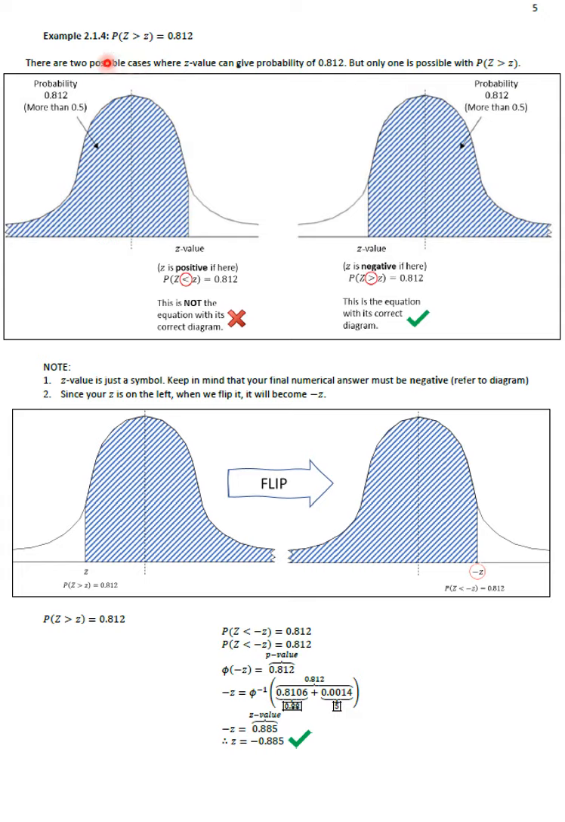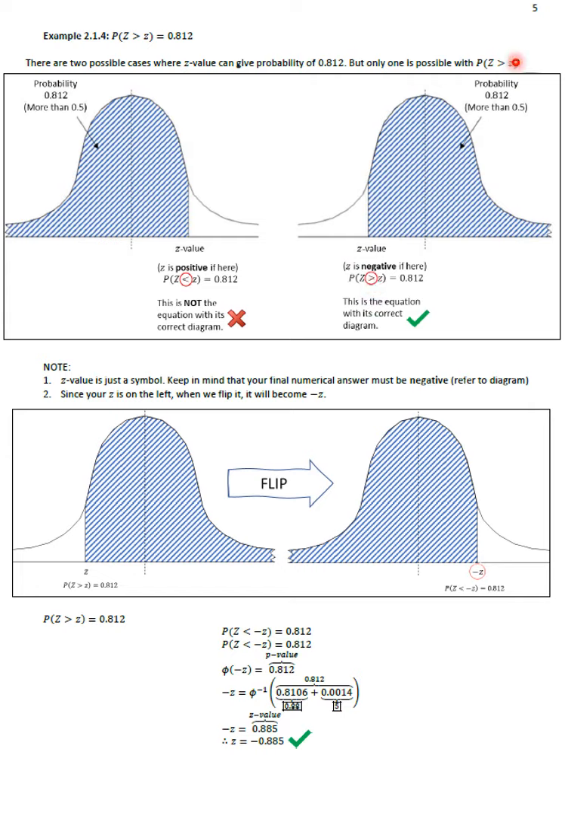Here we have P(Z > z) = 0.812. If you look at the probability here, it's 0.812. It's greater than 0.5, so it should be exceeding the mean. It can do that in two cases, the left one and the right one, but only one is the correct diagram. So which one is it? You look at your sign: this is less than, this is greater than, so this is the one. The left one we reject, so we accept the right one.